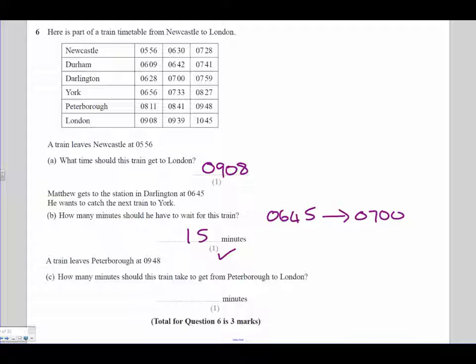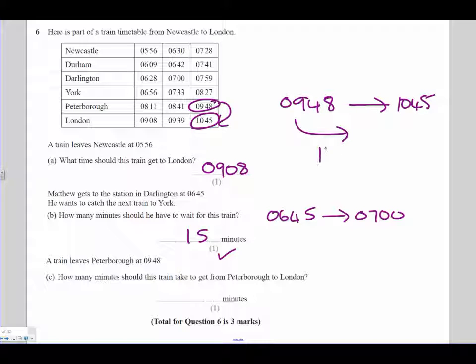Part C. A train leaves Peterborough at 09:48. How many minutes should this train take to get from Peterborough to London? Well, we know it arrives at London at 10:45, so how many minutes from 09:48 to 10:45? If we add 1 hour to 09:48, it would be 10:48, which would be 3 minutes later than we actually arrive. So if I take off 3 minutes, I actually arrive at the right time.